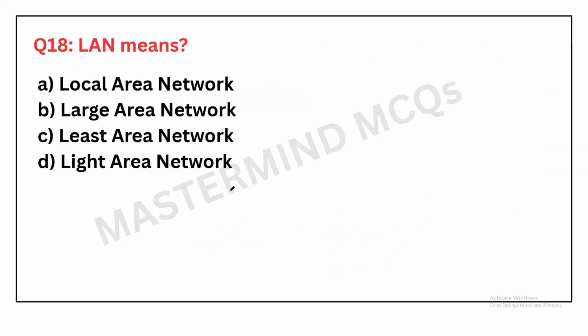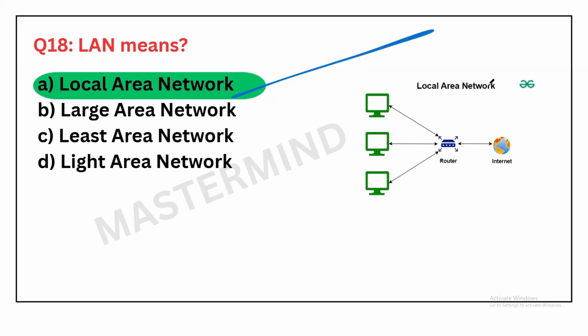Question number 18. What does LAN mean? Option A, local area network. Option B, large area network. Option C, least area network. Option D, light area network. The right answer is option A, local area network.